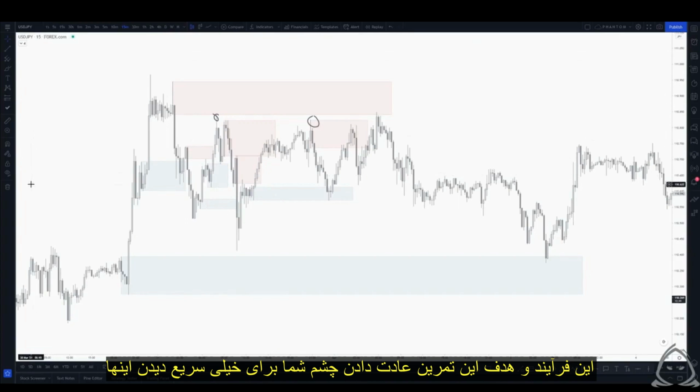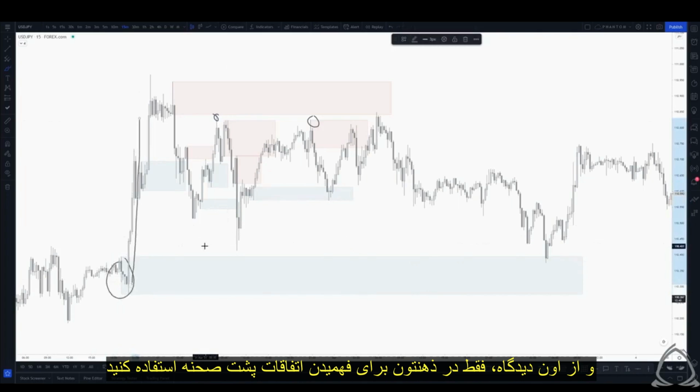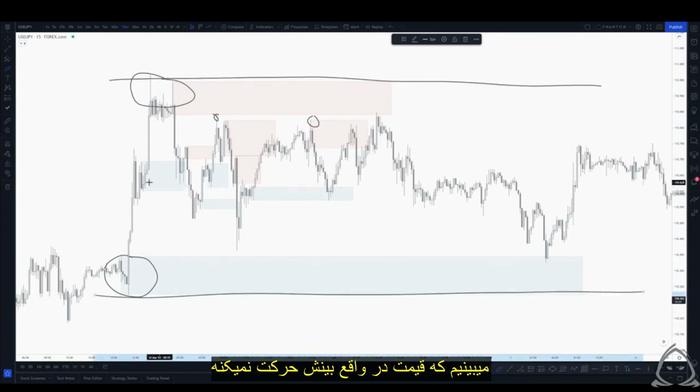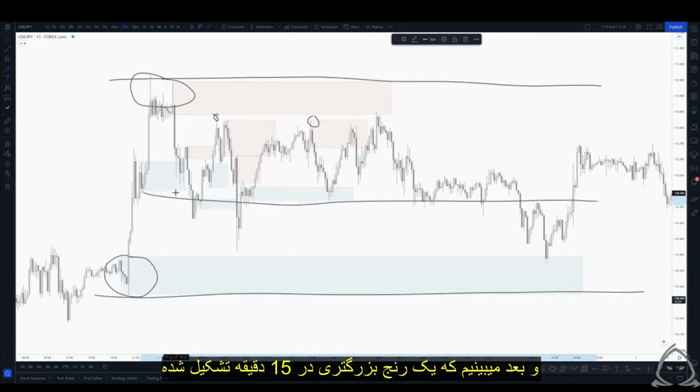And really the point of that exercise is to train your eyes to be able to see these very quickly and be able to, from that perspective, just map out in your mind what's happening behind the scenes. Because again, we've been able to identify an apex demand zone and apex supply zone. We're seeing that price isn't really moving between it. And then we see that we have a larger range that's happening, say, on a 15-minute.